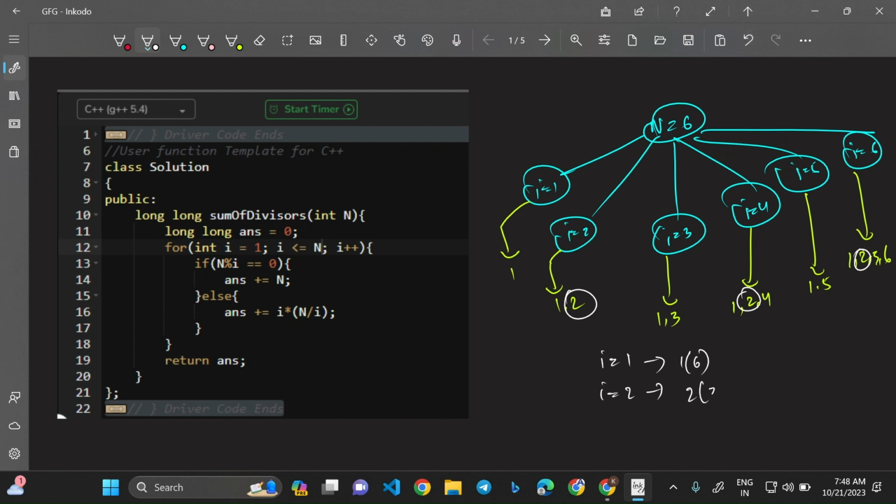Let me write this properly. Let me erase this part. So it's first the frequency and then the number. It's for the better clarity. 6 times 1 and 3 times 2. All right. So 2 is actually successfully dividing the number.